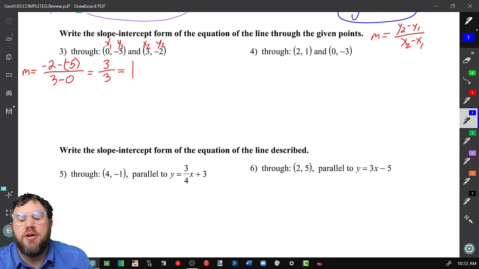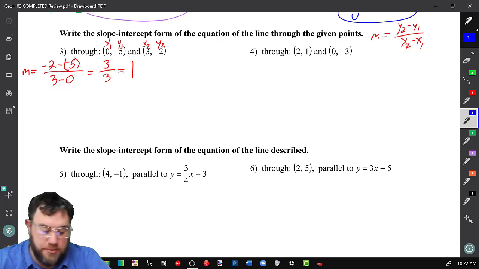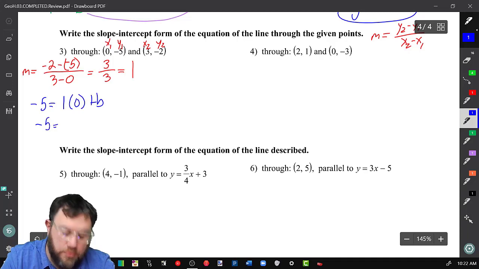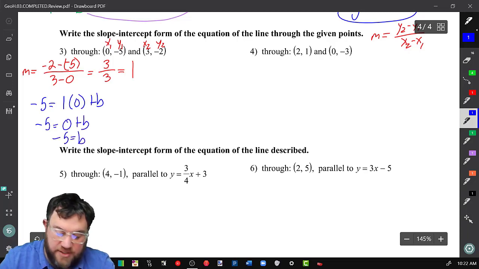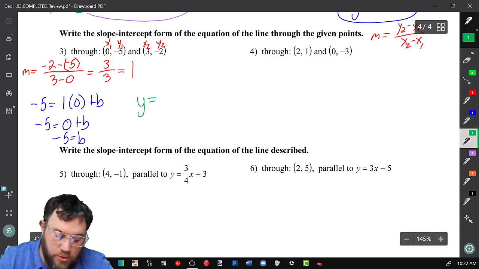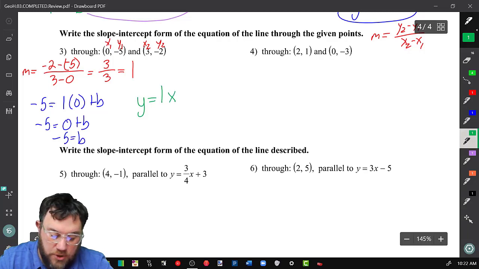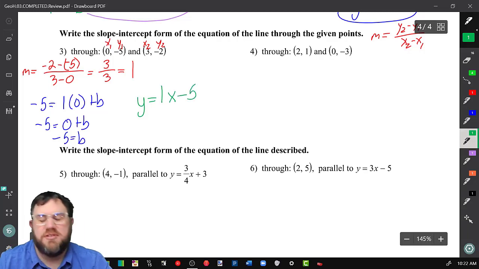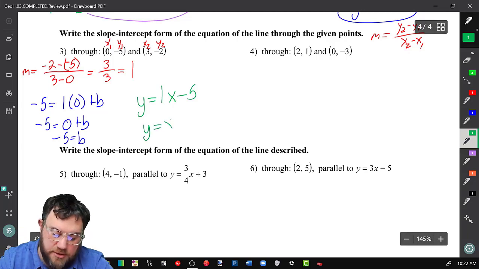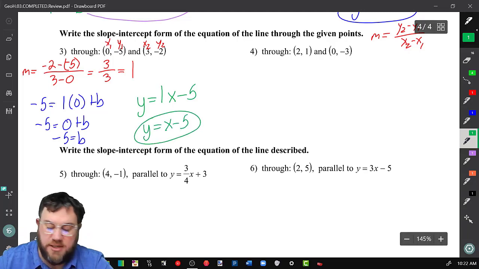And it doesn't matter which one of these points you choose to use. Negative 5 equals 1 times 0 plus b. Well, 1 times 0 is 0. So negative 5 is our b. So now we can write the equation of the line. y equals 1x minus 5. Again, we normally don't put the 1 in front of the x, so we would just write y equals x minus 5.